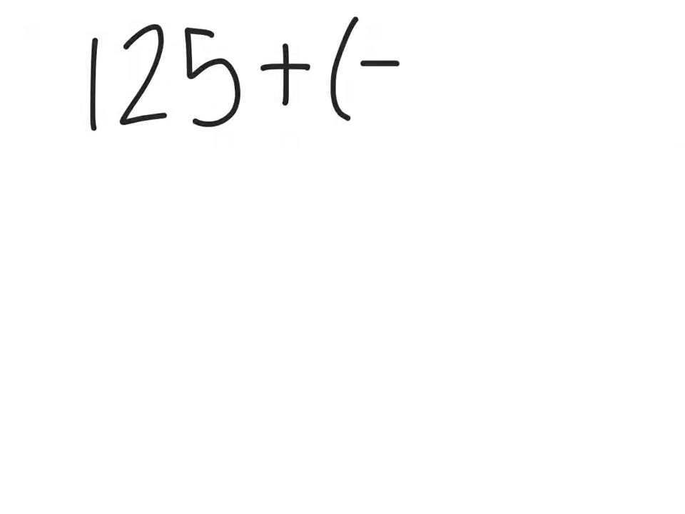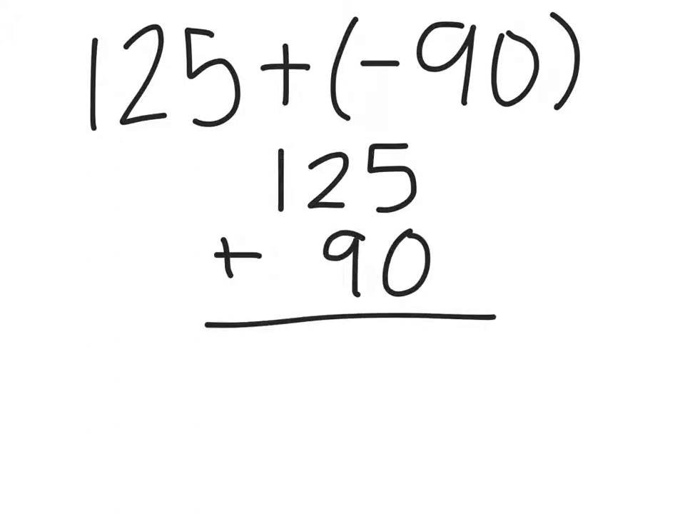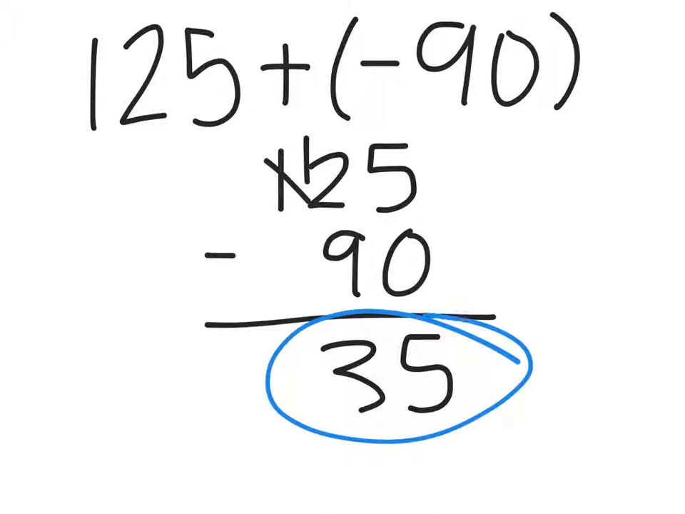Okay, so we had 125 plus negative 90. Now I'm just going to do some more basic subtraction, and I like to put it up like this so that I can see. But as you can see, technically, we can just take away this sign. We're doing subtraction, and put a negative sign, because that's what we're going to be doing, subtracting. So 5 minus 0 is 5, and 12 minus 9 is 3. So the answer is 35.